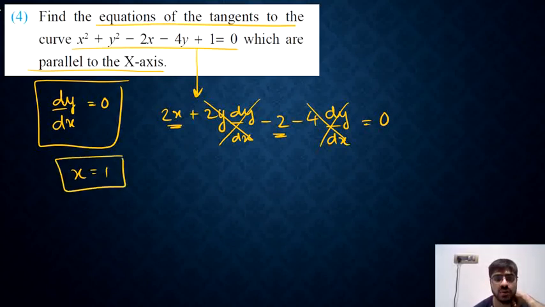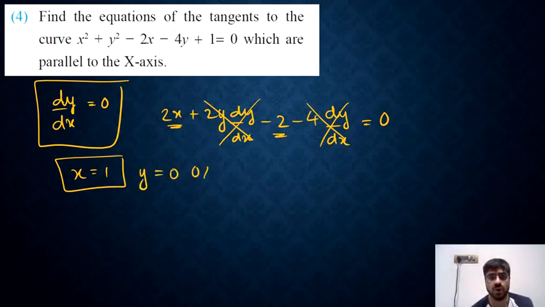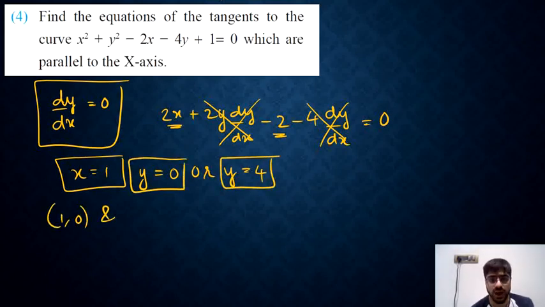And if x will be equal to 1, then for that point, you just need to find y by putting that x equal to 1 in this equation. So when we put x equal to 1 in the given equation, we will have 1 plus y square minus 2. So 1 minus 2 is going to make it minus 1. Plus 1 will make it 0. So we have y square minus 4y equal to 0. So the value of y will either be equal to 0 or y will be equal to 4. So the 2 points are 1, 0 and 1, 4, and we need the equation of tangent at both these points.